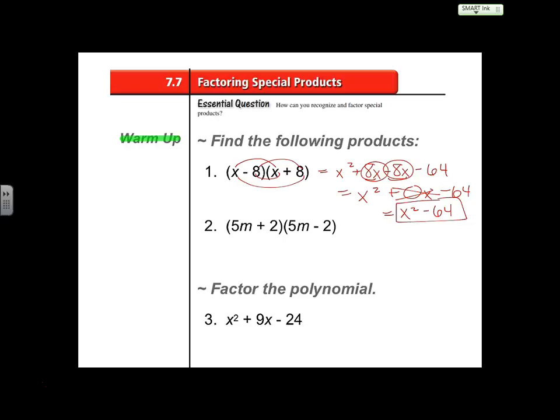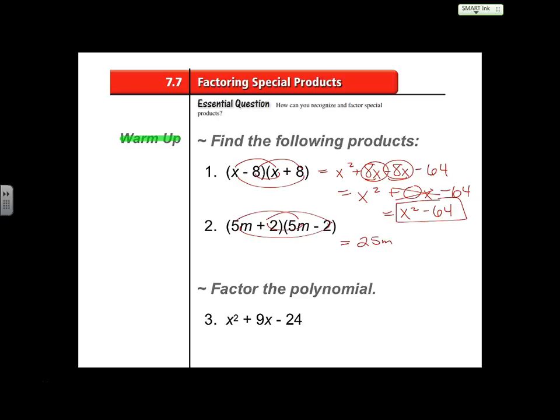Now, do you guys notice anything similar with the next problem? I'm just asking you to face this way without watching. Thank you. So go ahead and just turn around this way for me. Alright, what do we notice about the second problem? Are they the exact same besides the sign? So what's going to happen when we do first, outer, inner, and last?